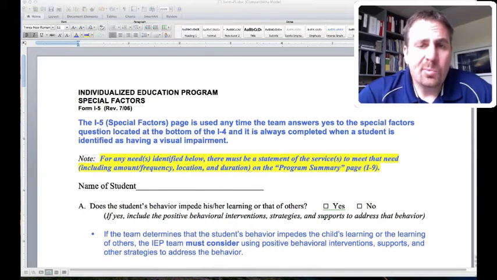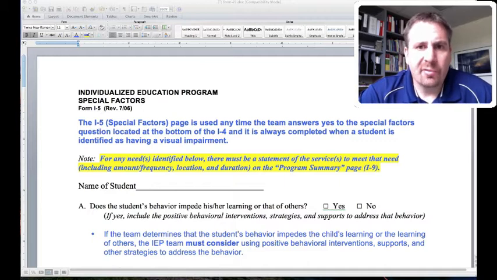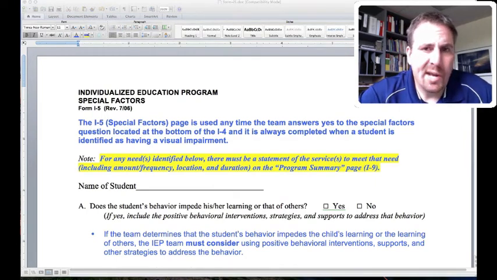Hello. In this webinar, I'm going to be discussing the I-5 form of the IEP, or the Special Factors page. As we've mentioned in all of our webinars so far, the information that we're providing is for the purpose of general information for your teams. But we also understand that we have unique situations, and so we expect teams to react and respond as a team using their LEA and other resources to best meet the needs of students.